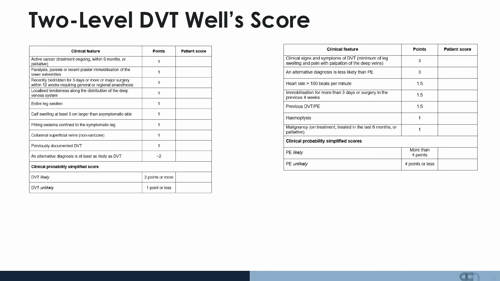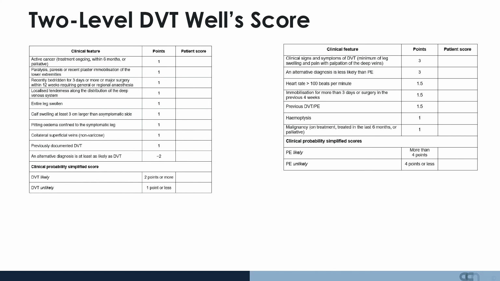For the 2-level Wells score for PE, patients score 3 points if there are clinical signs and symptoms of a DVT, that's a minimum of leg swelling and pain with palpation of the deep veins. 3 points if an alternative diagnosis is less likely than a PE. Patients score 1.5 points for tachycardia, a heart rate of more than 100 beats, and 1.5 points for whether the patient has been immobilized for more than 3 days or has had surgery in the previous 4 weeks.